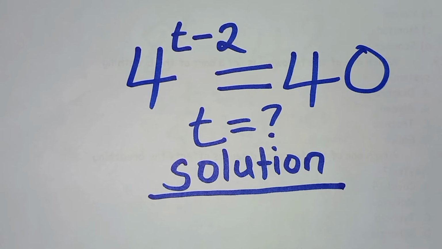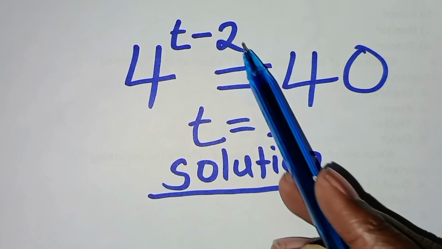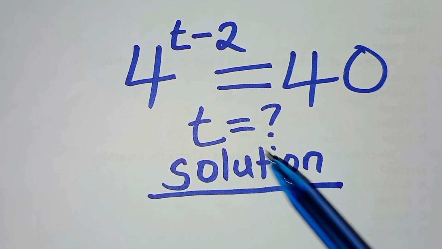Hello everyone, let's solve this exponential equation, which is 4 to power t minus 2 equal to 40. So what is the value of t?